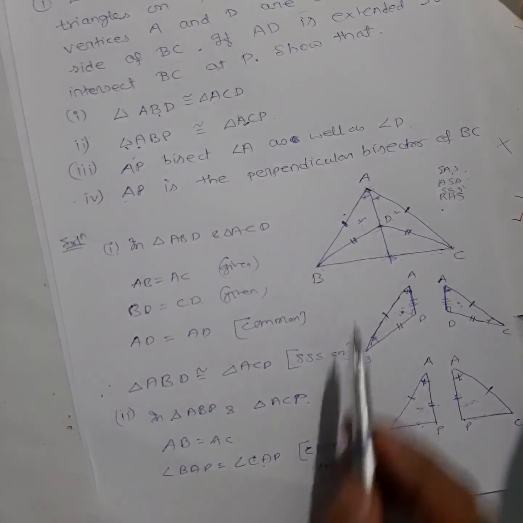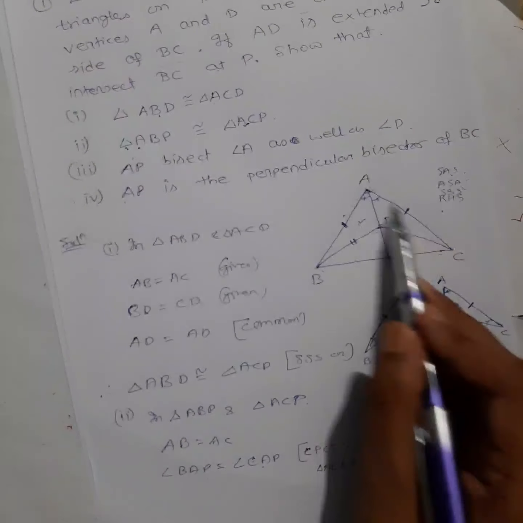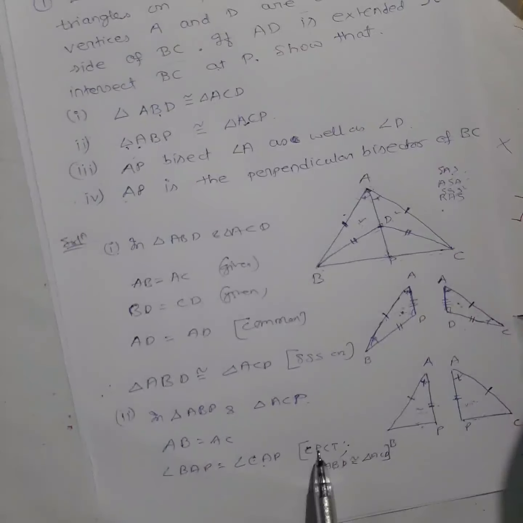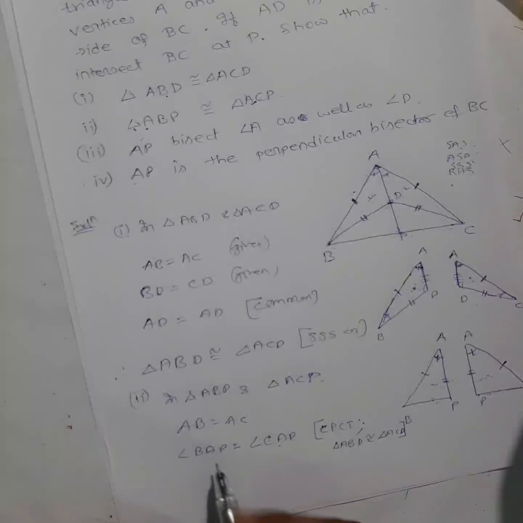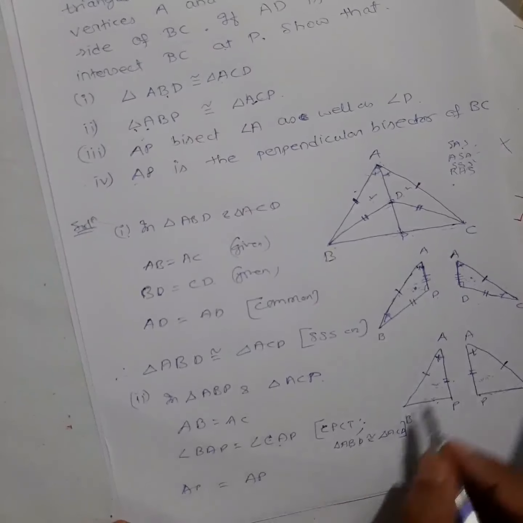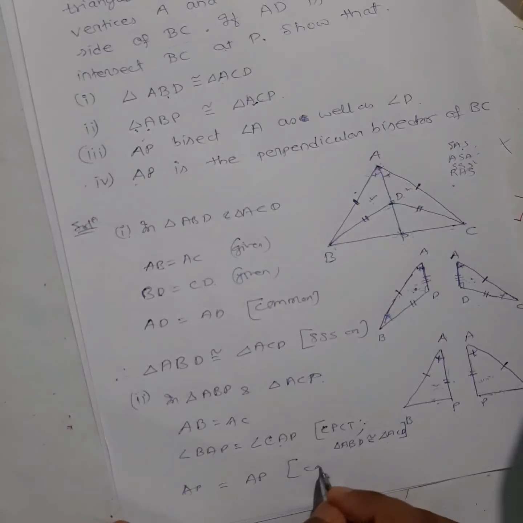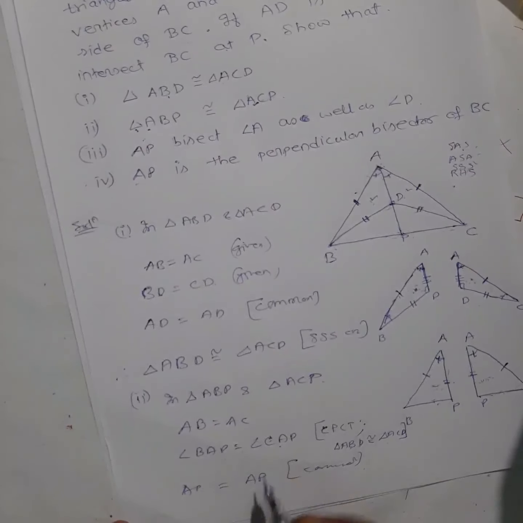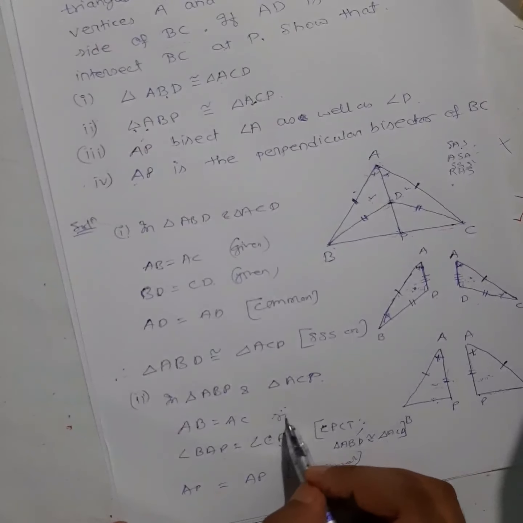shown that these two triangles, this small triangle, can you see, are congruent. So from this we can say these two angles will be equal. Why? Because they are corresponding parts of congruent triangles. Anyway, so the second part is also done. Third, AP is equal to AP. Why? Common, right? So we have shown this is given.